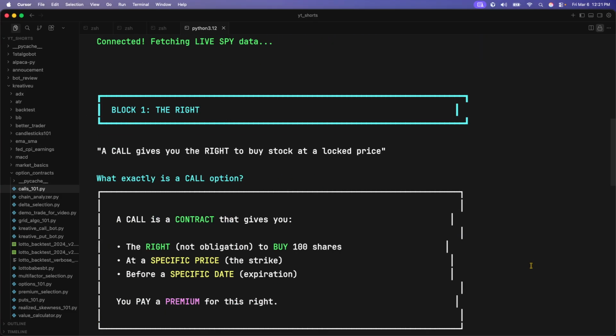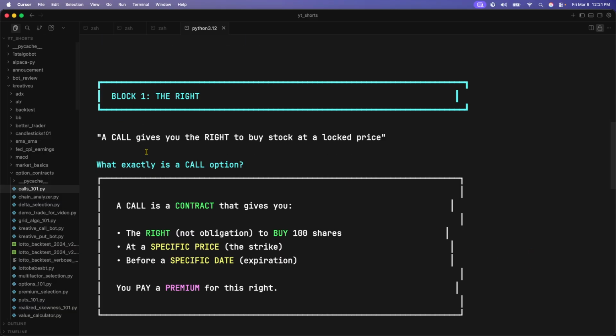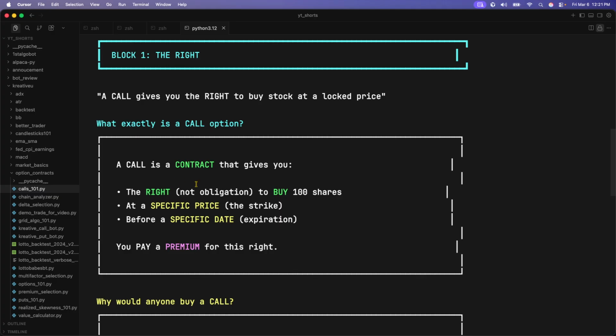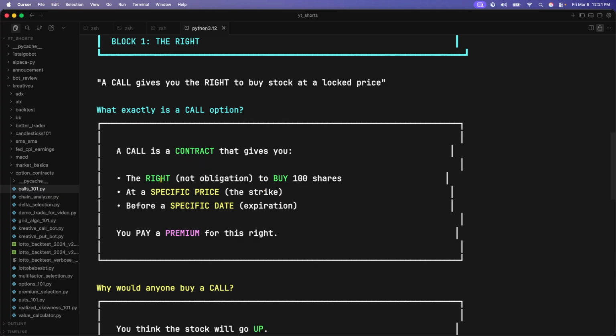Block one is going to be talking about the right. A call gives us the right to be able to buy a stock at a locked price. More on this locked price a bit later, because that locked price is going to be our strike price, right? So a call gives us the right to buy a stock at a strike price. A call is a contract that gives us the right, but not the obligation, to buy 100 shares. So why is it 100 shares? Because for every one option contract, it equals 100 shares.